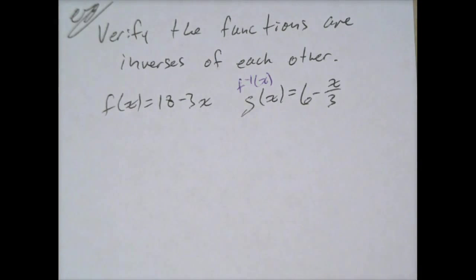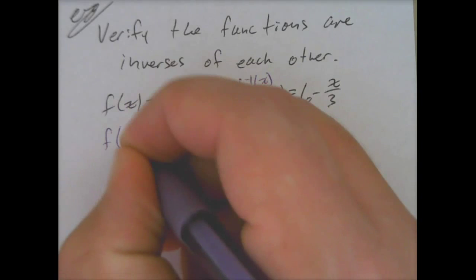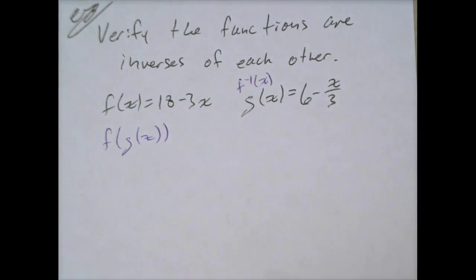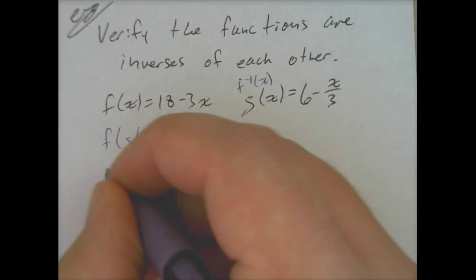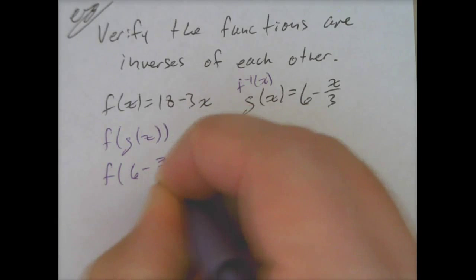Okie dokie. What we can do is this is saying that this is maybe the inverse of this function, so I'm going to treat that like it's f inverse of x. So all I'm going to do is the composition of functions, f of g of x, and hopefully that will simplify to x. So I know g of x is 6 minus x over 3, so this is f of 6 minus x over 3.